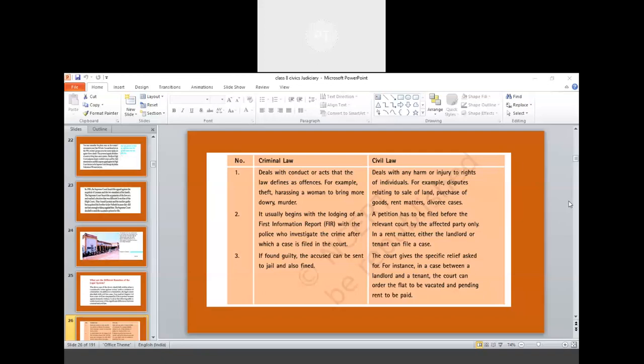Civil law deals with any harm or injury to rights of individuals. For example, disputes relating to sale of land, purchase of goods, rent matters, divorce cases. A petition has to be filed before the relevant court by the affected party only. In a rent matter, either the landlord or tenant can file a case. The court gives the specific relief asked for. For instance, in a case between a landlord and a tenant, the court can order the flat to be vacated and pending rent to be paid.